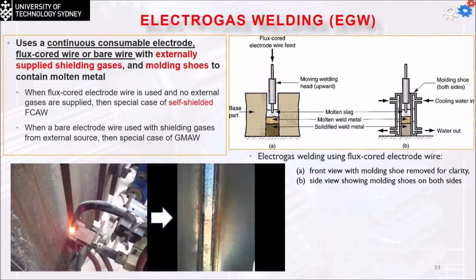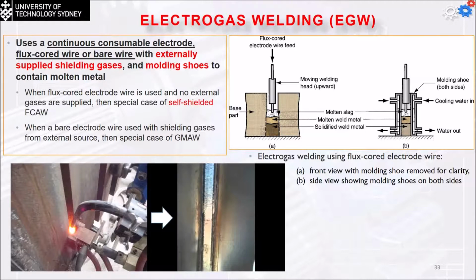So the electrogas welding process is using continuous consumable electrodes, which is going to be a flux cored wire or a bare wire with externally supplied shielding gases, and the molding shoe to contain the molten metal. So it's something like a casting process, but it's going to be instantaneous because the material just keeps melting and being added all the time. If I'm going to use the flux cored electrode wire, no external gases are going to be supplied, and if I'm going to use the bare type wire, I have to add the gases to prevent oxidization.